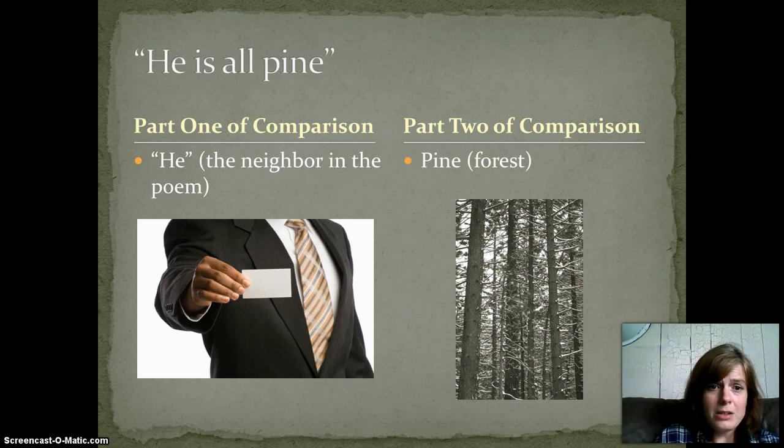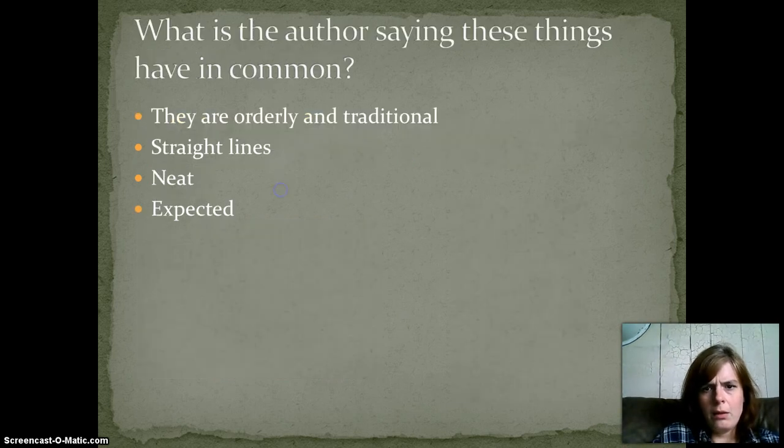Part one of the comparison is "he." He is the neighbor in the poem. Now I know, because I've read the poem and I have some context, that the neighbor in the poem is straight-laced, upright, stodgy, set in his ways, very traditional. He is being compared to a pine forest. And I have to think to myself, what does a pine forest look like? Then, what is the author saying these two things have in common?